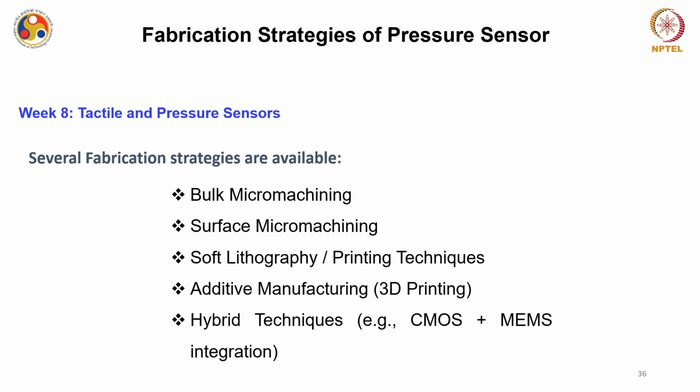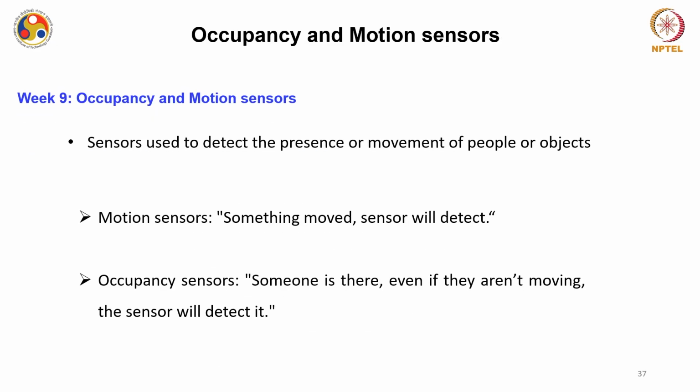We have seen several fabrication strategies for developing these pressure sensors, including bulk micromachining, surface micromachining, soft lithography, printing techniques, additive manufacturing, and hybrid techniques like a combination of CMOS and MEMS technologies. In the 9th module, we talked about occupancy and motion sensors.